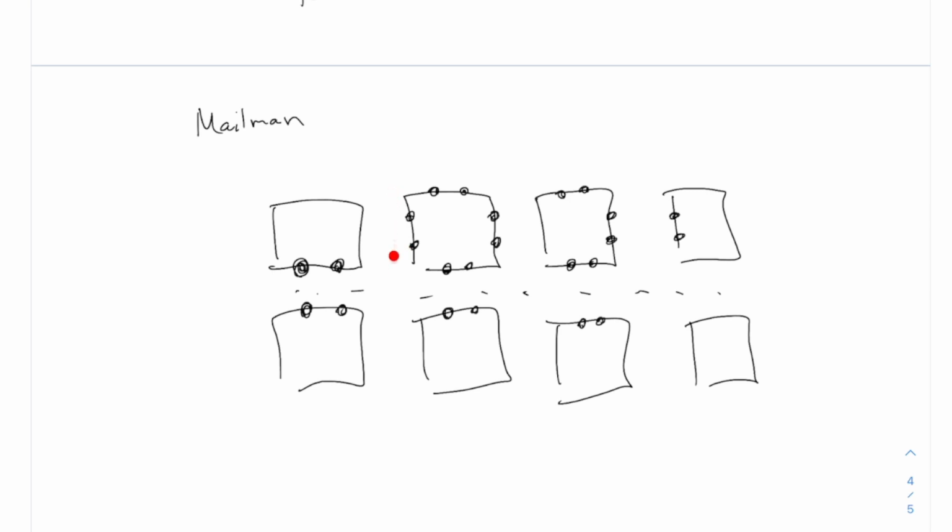For instance, right here, when the mailman goes on this street, they only have to do it once because there's only the people on the one side. All right. I want to see if we can analyze this.